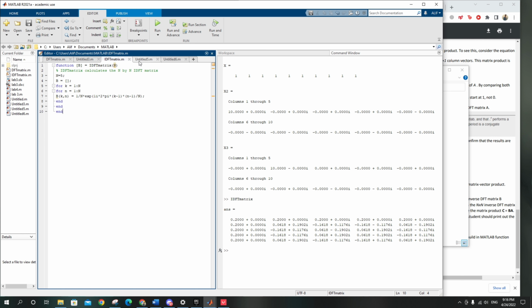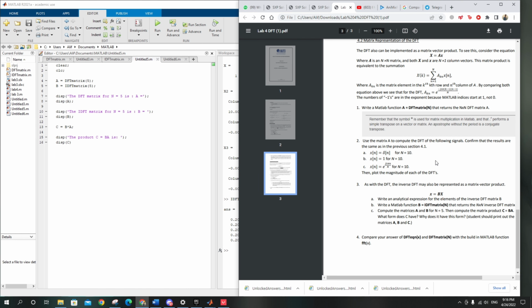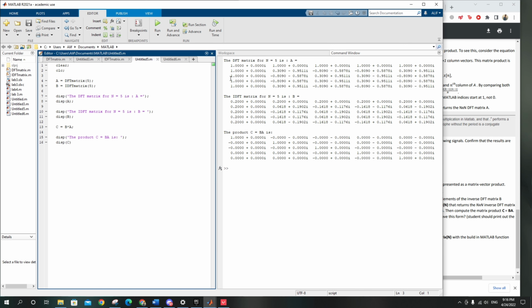Next, for question C, compute the matrix A and B for n equal to 5. Then compute the matrix product C equal to BA. So this is the coding that has been computed. Then after we run it, we get the DFT matrix A for n equal to 5, the matrix B for n equal to 5, and the product C equal to BA in this vector form.